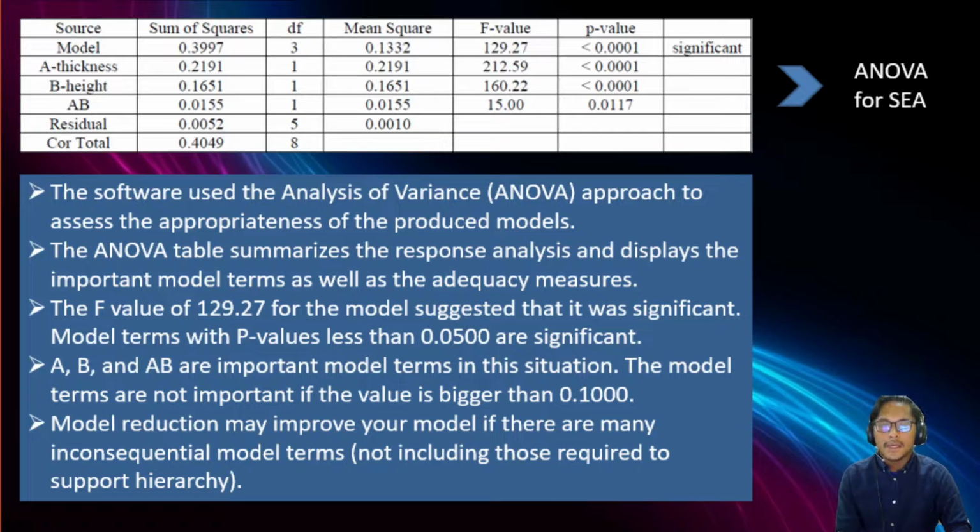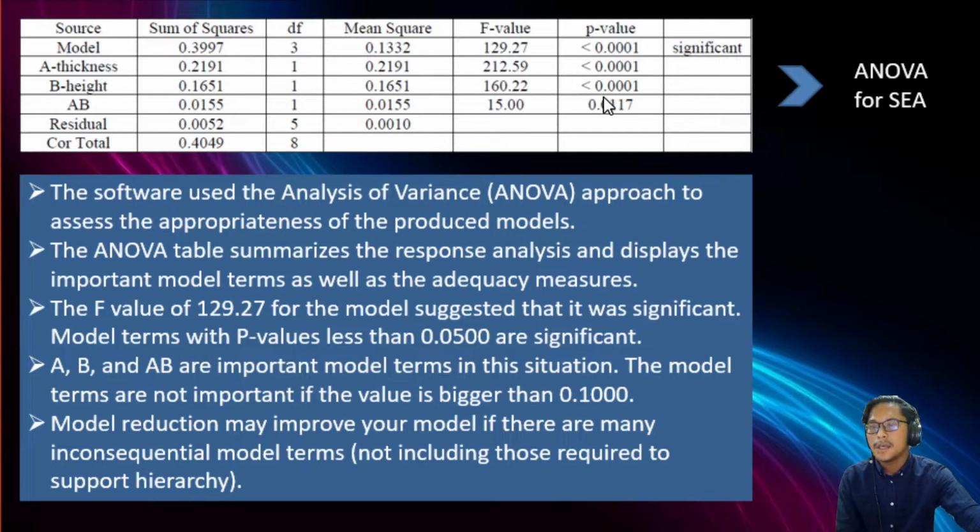To achieve the best fit, the statistical significance of the constructed models and each term in the equation were examined using statistical measures. The summary result of best fit suggests that linear and quadratic models are statistically suggested for specific energy absorption and crush force efficiency respectively, based on the measured response analyzed by the Design-Expert software. The software used the analysis of variance, which is ANOVA, approach to assess the appropriateness of the produced models. The ANOVA table summarizes the response analysis and displays the important model terms as well as the adequacy measures.